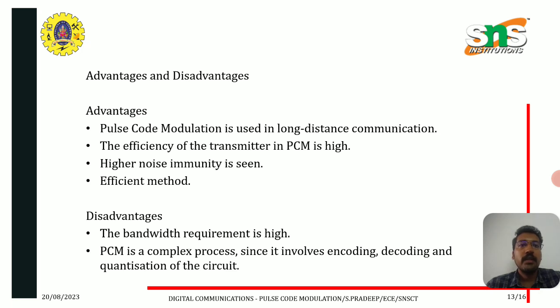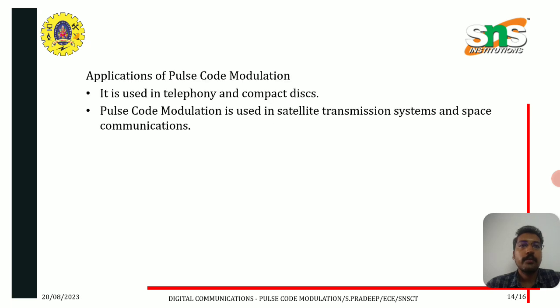The pulse code modulation technique is used in long distance communication. The efficiency of the transmitter is high. Higher noise immunity is seen, and it is an efficient method to convert analog signal into digital signal. The disadvantages of PCM are that the bandwidth requirement is high. PCM is a complex process since it involves encoding, decoding and quantization circuits.